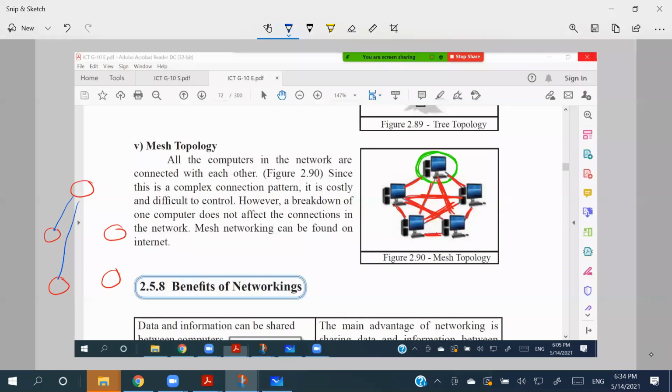Right, you can have separate connections for each and every computer, right? So this is called the mesh topology. So PC1, PC2, PC3, PC4, and PC5.